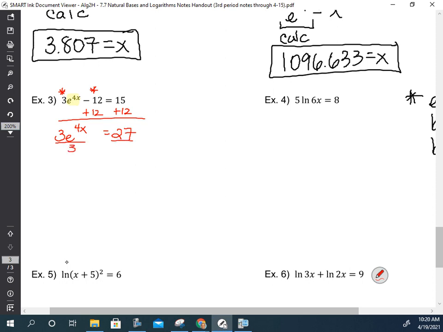Divide by 3. So you get e to the 4x equals 9. So we have to get there before you do a rewrite. Must get there before you do a rewrite. Any questions before we continue?